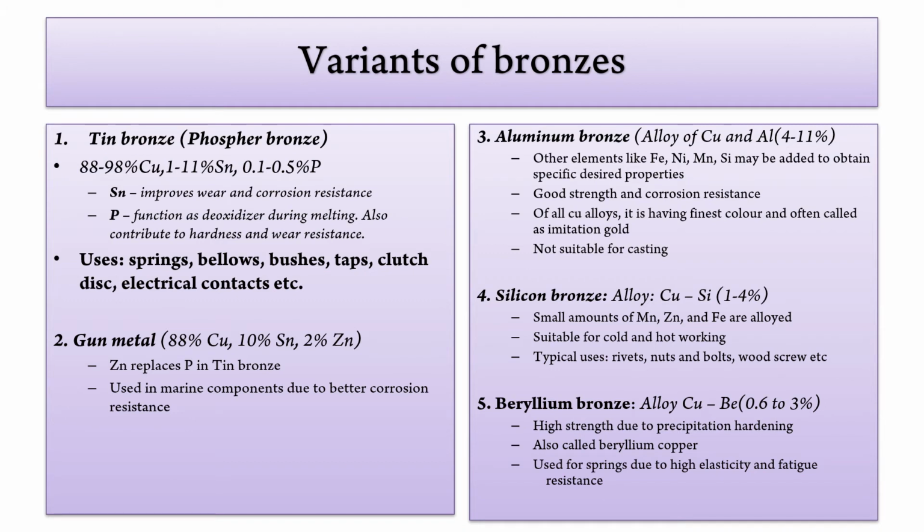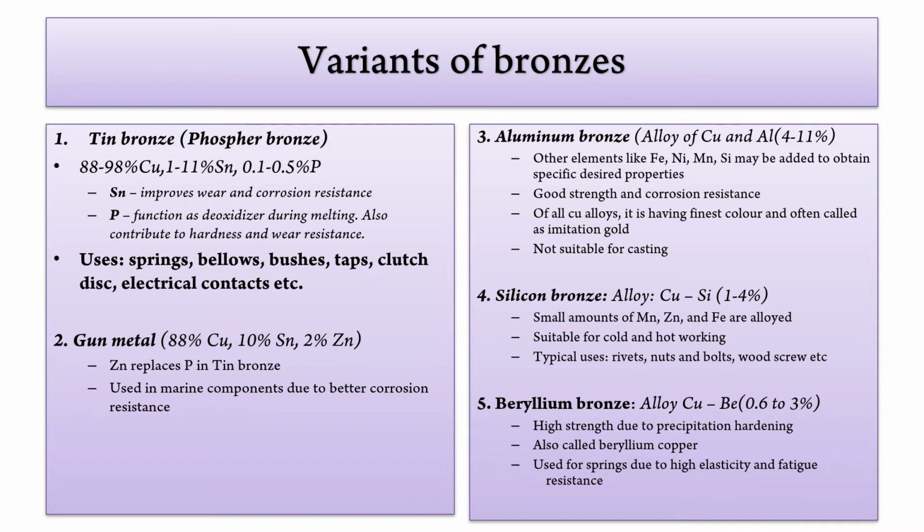Now let's look at what the variants of bronzes are. So bronzes can be classified into 5 types. They are tin bronze or phosphor bronze, then gunmetal, aluminium bronze, silicon bronze and beryllium bronze. Based on composition they vary. So first one we look at is tin bronze. It has 88 to 98% copper, 1 to 11% tin and 0.1 to 0.5% phosphor.